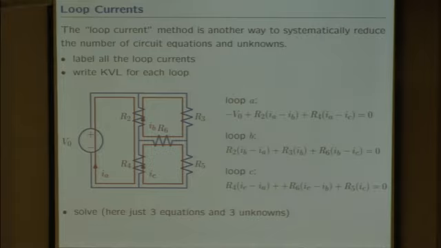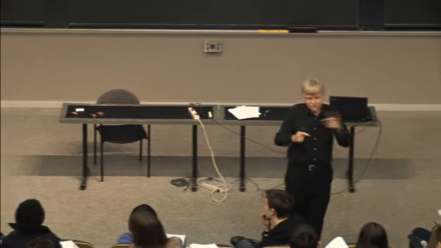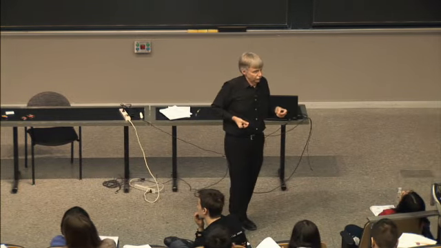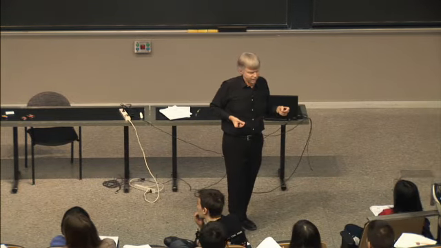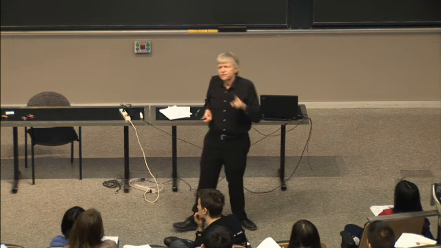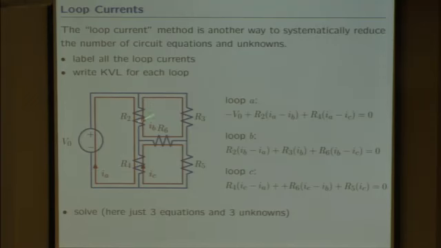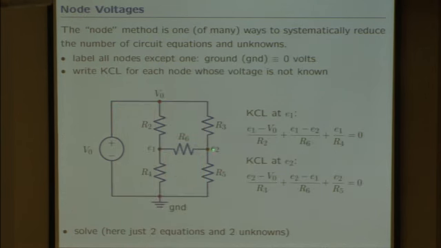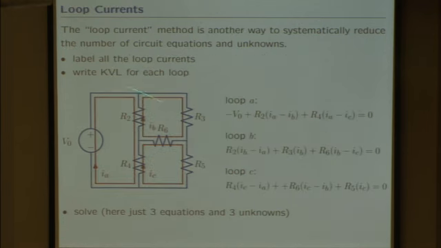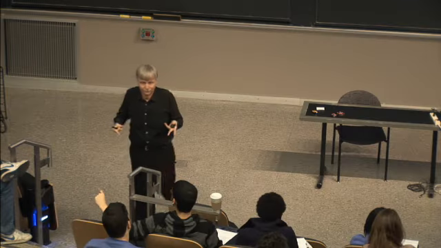So there's a way of thinking about each element current as a sum or difference of the loop currents. Everybody get that? So instead of thinking about the individual element currents, I think about the loop currents, and now I need to write three KVL equations, right? So in the node method, I named the nodes and had to write two KCL equations. Here, I named the loop currents, and I have to write three KVL equations, one for each loop.